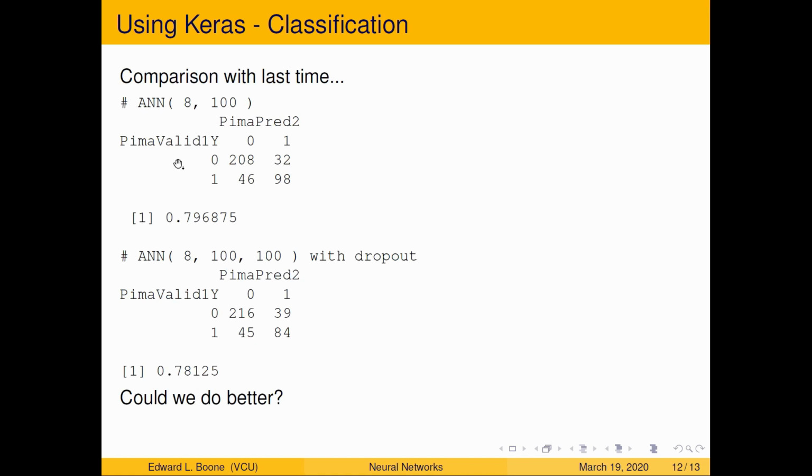All right, so how did we do since last time? This was the result from last time. We fit an ANN 8-100, and we had a 79.6% accuracy rate. With our new model, we had a 78.1% accuracy rate. So we didn't do better. Much more complicated model. If you look, I think there's like 10,000 more parameters than the last one, and it didn't help us out at all. So maybe we could do better. That's what I'm going to ask you to do in your homework if you're taking a class with me.